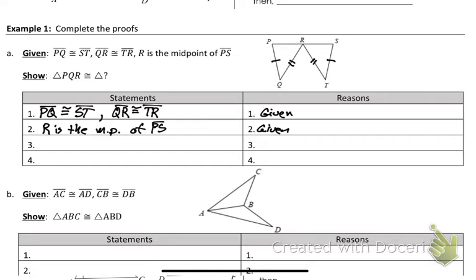What would our next step be? What marks could we make? Why can we make them? All right, guys. What's step 3? Who thinks they know what I should write on step 3?